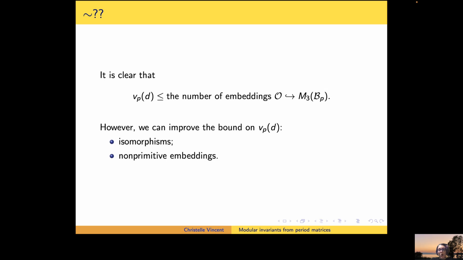So those are the two issues. We say something about the isomorphisms in our forthcoming paper. But for the issue with the non-primitive embeddings, we have some partial results on how to ensure the embedding doesn't come from something non-primitive, but that's still very much something we need to do more work on in the future.